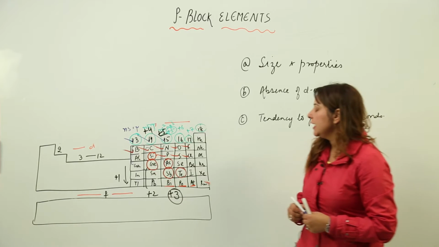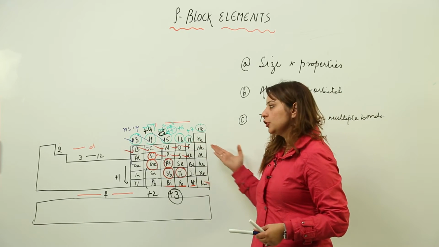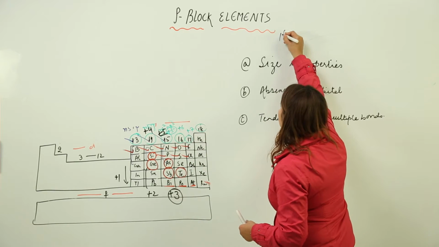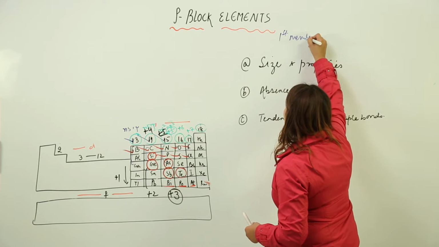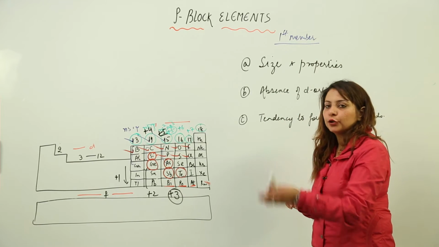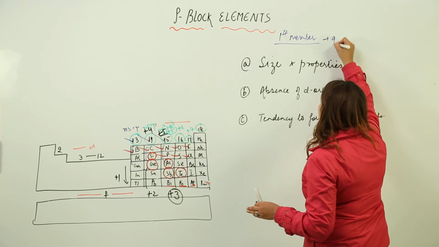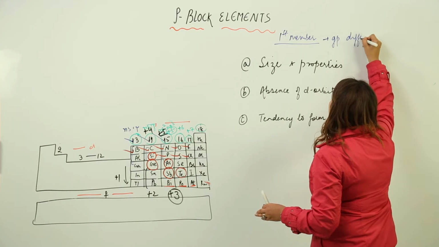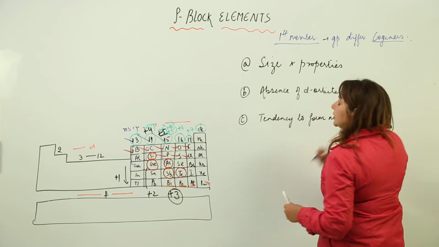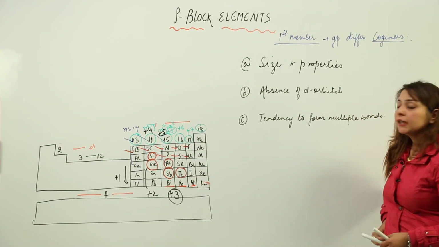Now what we have seen is that if we talk about these groups, from 13 to 18, the first member, that means the main or leading member of each group, differs from its congeners, that means from the rest of the members of the family. Then what is the reason?